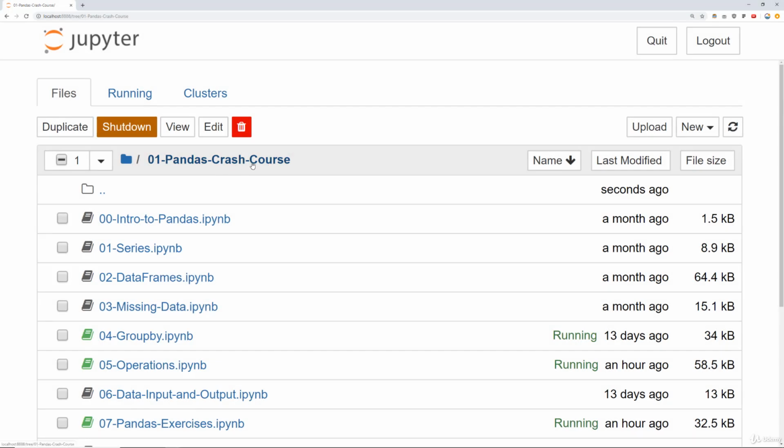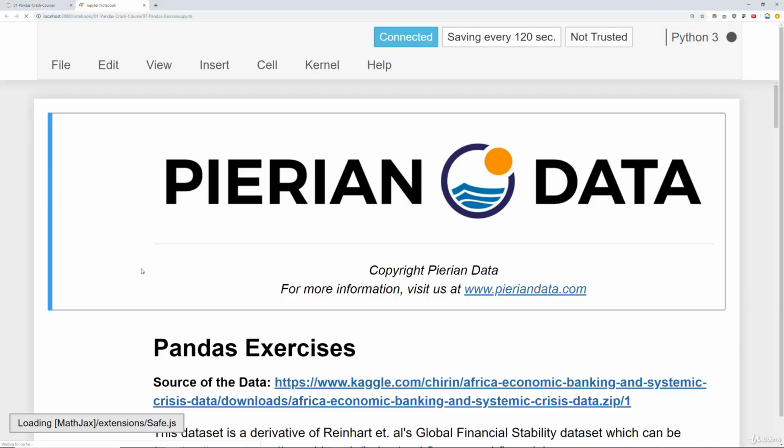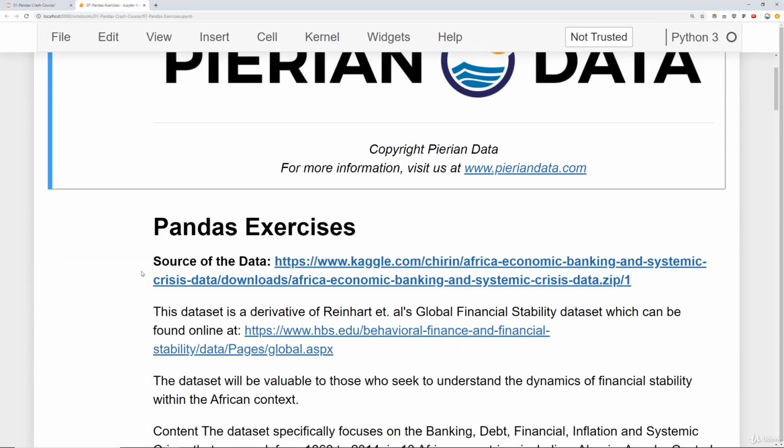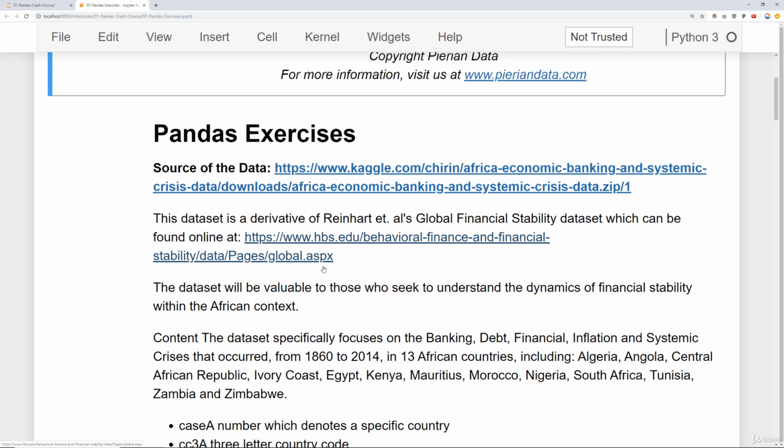Underneath your Pandas Crash Course folder, if you scroll down, you should see 07-Pandas Exercises. The very next notebook, 08, are the solutions. So go ahead and click on 07 first, open it up, and here we have some exercises based off of a data set. This data set is from a global financial stability study, so you can check it out. We have an original source of data as well as the publication that it came from.